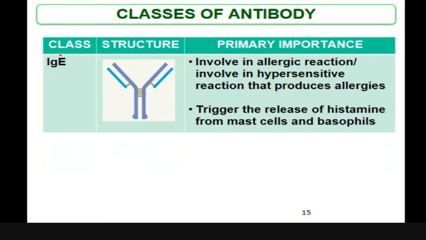Okay. IgE, E for allergic. Allergic ejaan bahasa Melayu lah. Ni kalau awak nak ingat lah. Allergic. So involved in allergic reaction, sebab allergic ni ejaan English di A tapi ni E. Involved in hypersensitive reaction that produces allergies, trigger the release of histamine. Sebab tu bila kita allergic, ada allergic reaction such as runny nose, and then ada bengkak-bengkak kan. Jadi kita kena ambil antihistamine. Antihistamine to counter the production of histamine due to the IgE response.